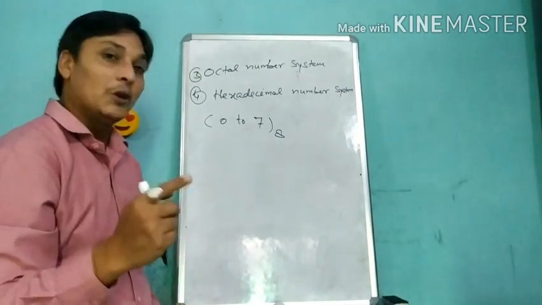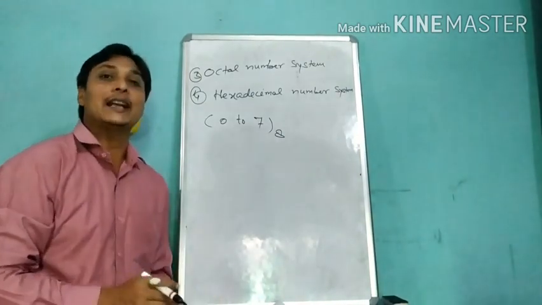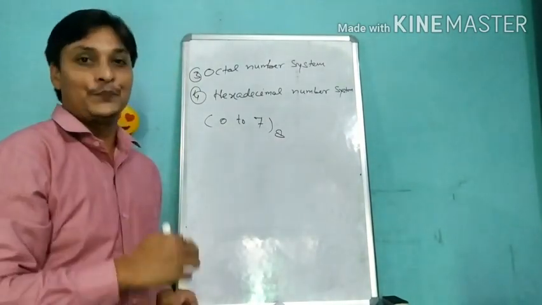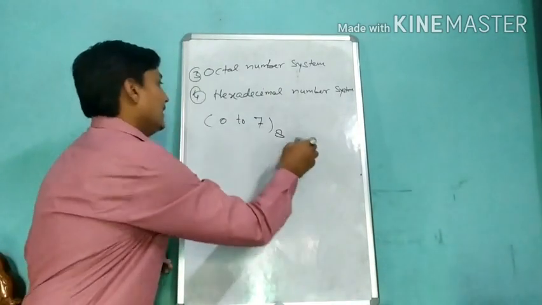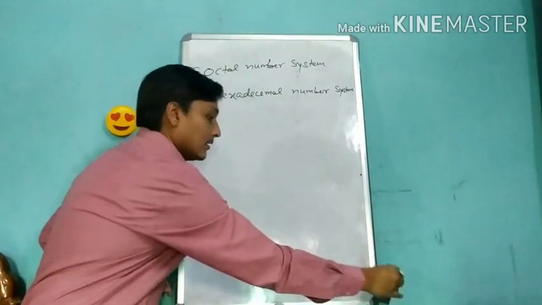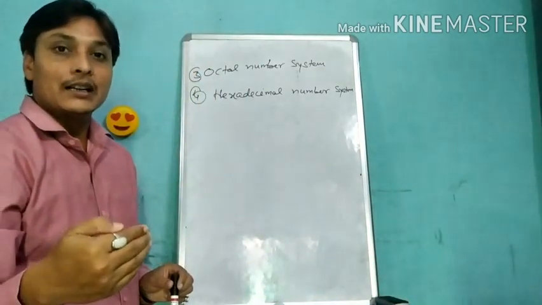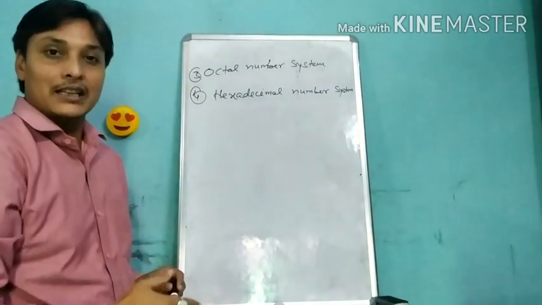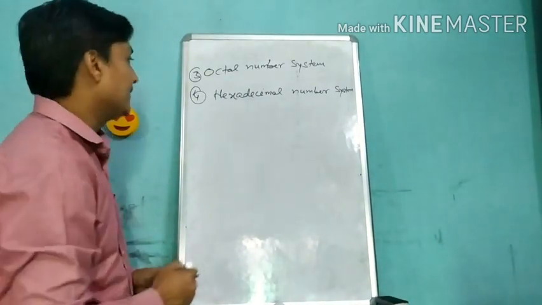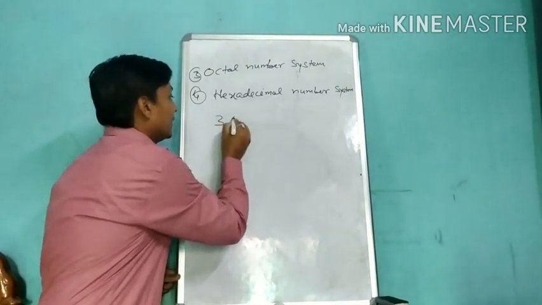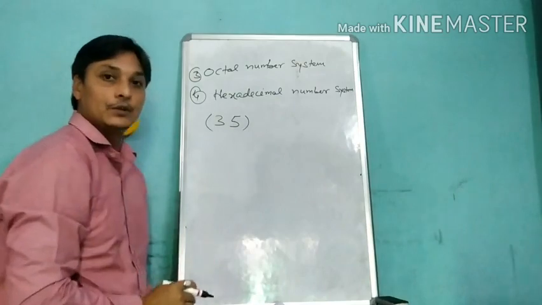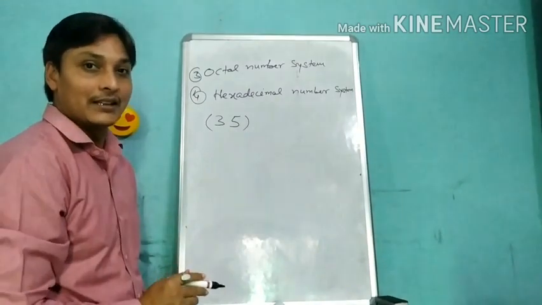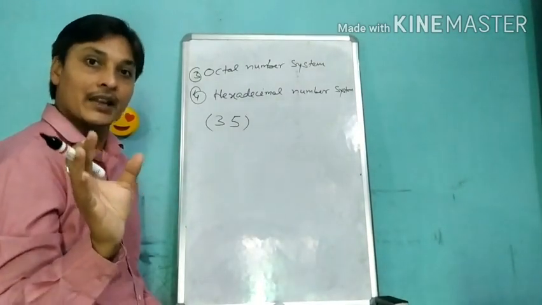Is that clear? So we will see how we can convert any octal number into decimal and decimal to octal. The meaning is that we will try to convert the octal number into its decimal equivalent and vice versa, the decimal number system into its octal equivalent. I am going to write one number, supposed to be 35. The digits come between 0 to 7, that is your 8 numbers.